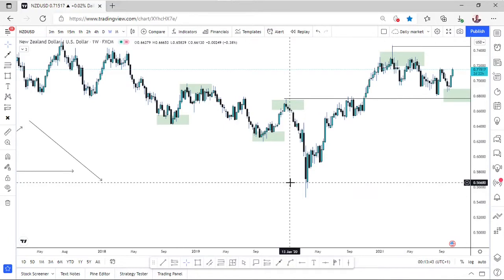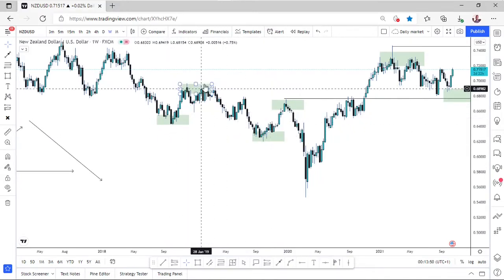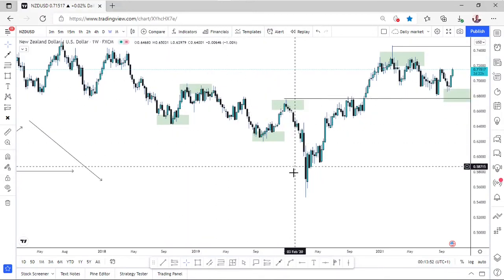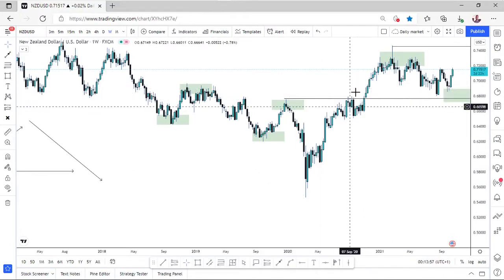A quick recap: for a downward moving market, we expect the market to keep making lower lows and lower highs. But the structure of the market changes when the market comes to take out the last previous high.